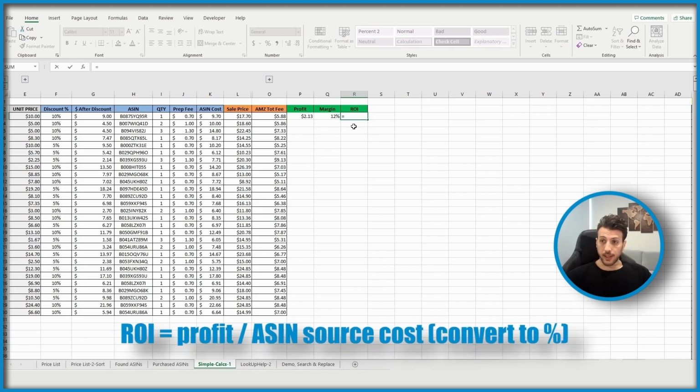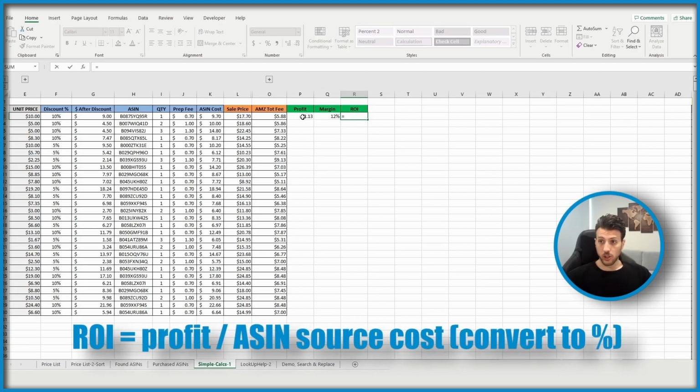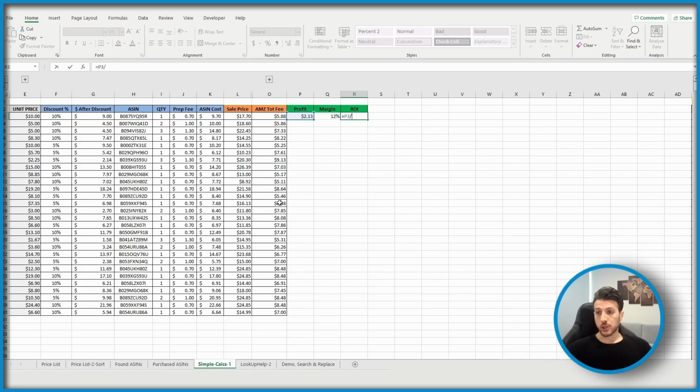Now, what is our ROI? Our ROI equals the $2.13 that we mentioned earlier, so our profit divided by our total cost to source the product, which is in column K. Now I'm going to hit enter there. 21.9%. Let's convert that to a percentage. All right, great. So now for this one row, we have the profit in a dollar figure. We have its margin, 12% margin and 22% ROI.